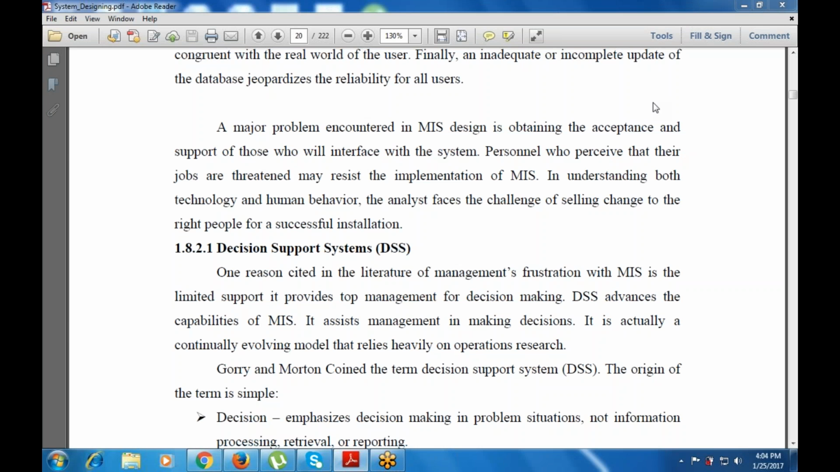Today's first topic is DSS, that is a decision support system that provides top management support for decision making. Yes, one of the main roles. There are three parts in this: one is decision, one is support, one is system, that is used for making the decisions for the management. It assists the management in making the decisions, right?